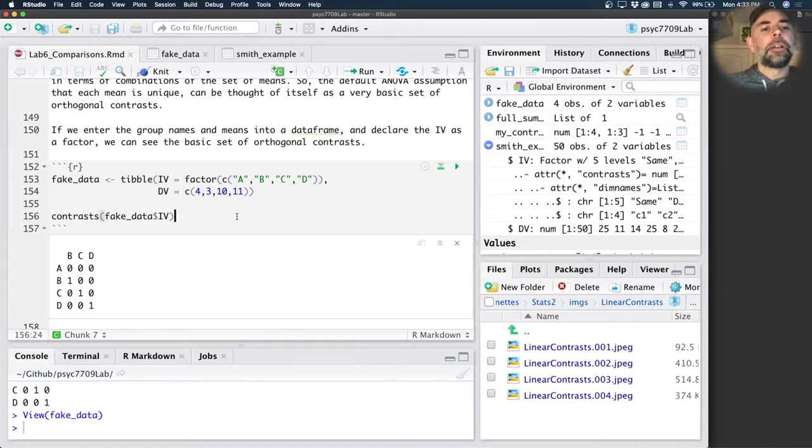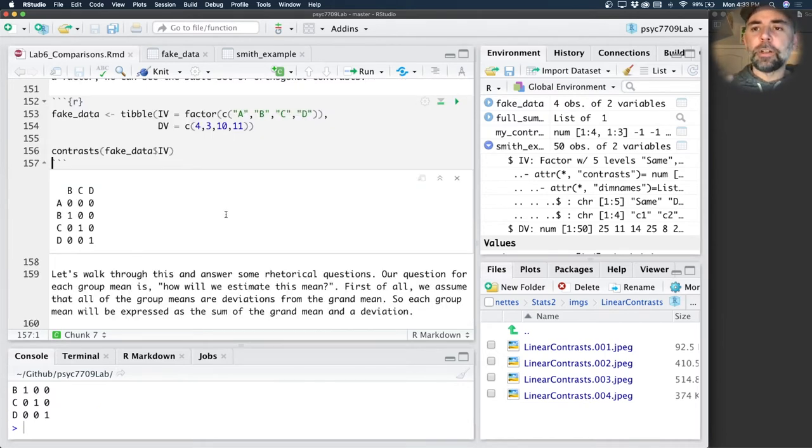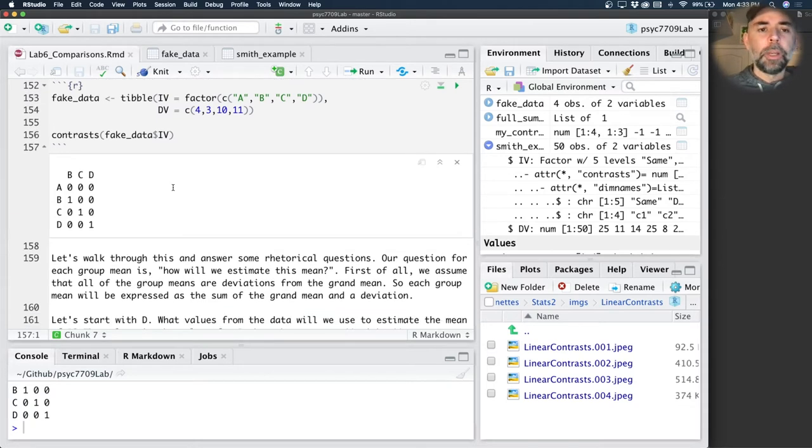And I called the independent variable a factor. And if we remember from before, if we use the contrast function and put inside of it a factor, we can see what the current contrasts are. These are the default contrasts in R. So let's take a look at those. Here it is.